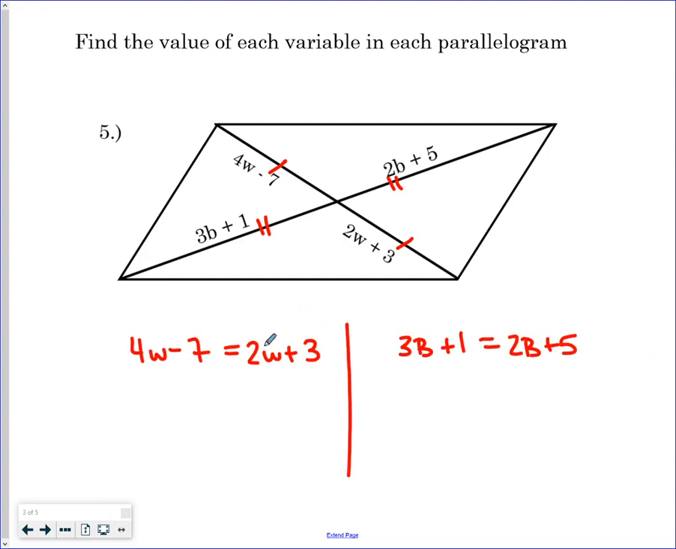Okay? So if we subtract 2w, we get 2w. If we add 7, we get 10. So w is 5. Very good. If I subtract 2b, I get b. If I subtract the 1, I get 4. So w is 5, b is 4. Did I lose anybody? Okay.